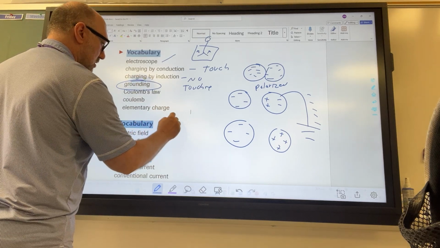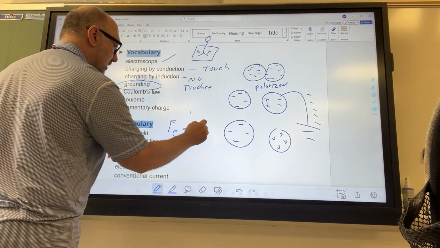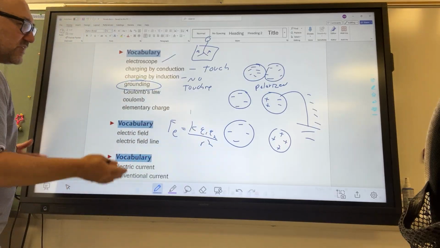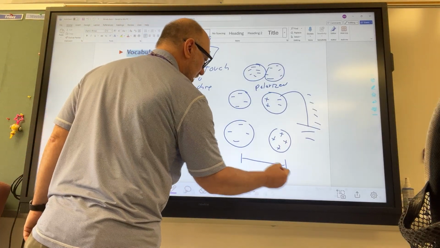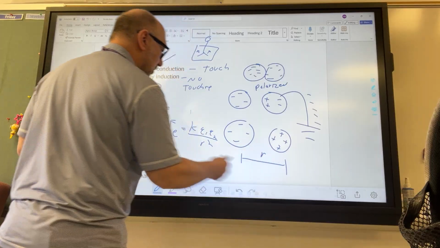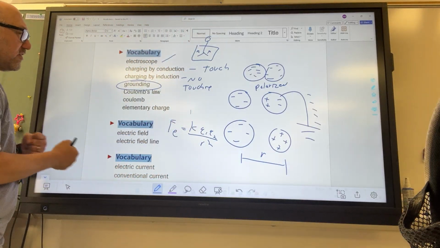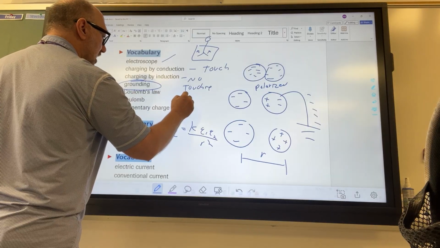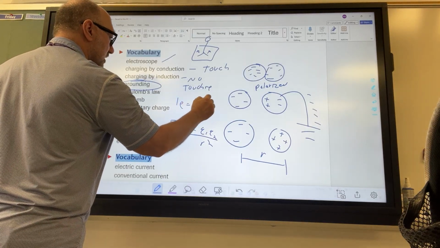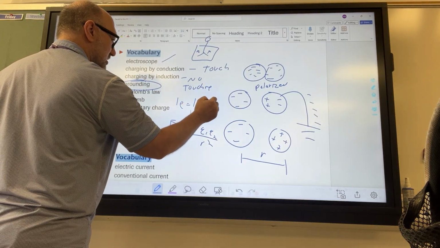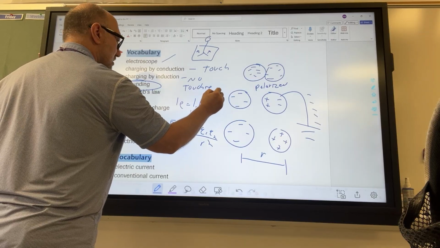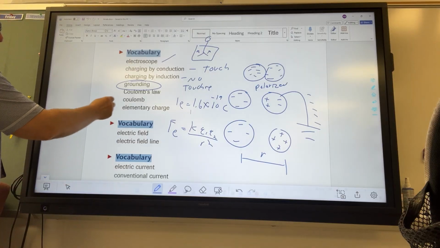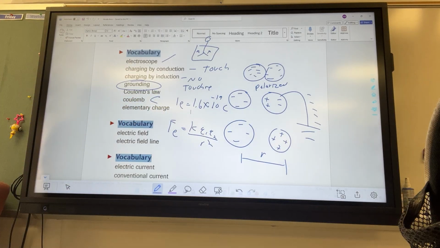Coulomb's law, come on now, we all know that. Q1, Q2 over R squared. If the distance between the two objects changes, just remember that there's an R squared involved. Elementary charge, that's either one proton or one electron. On the front, they tell you it's 1.6 times 10 to the negative 19th coulombs. Coulomb is the SI unit of charge, capital C.